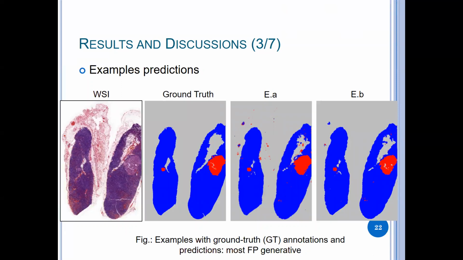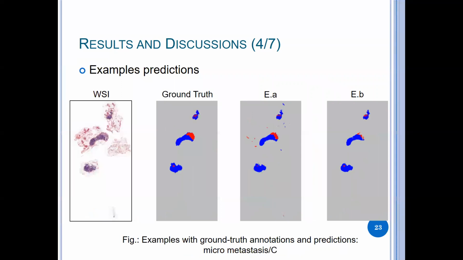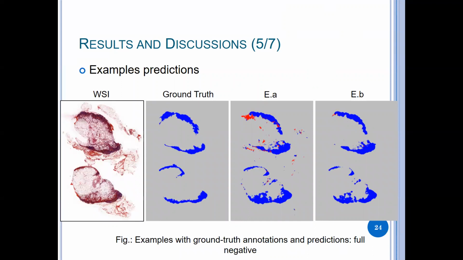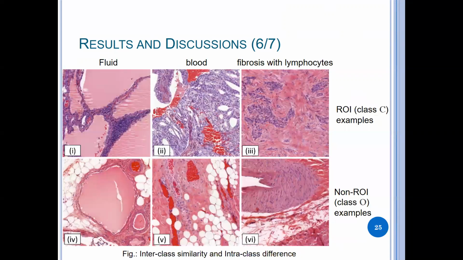Here we present an example prediction for one of the most false positive generating whole slide images in the test set, and we can see that experiment B is producing fewer false positives than experiment A. Here we present an example prediction for a micrometastasis whole slide image, and the result is the same. Experiment B is producing fewer false positives than experiment A. This is an example for a full negative whole slide image, and the result is also the same. Experiment B is producing fewer false positives than experiment A.